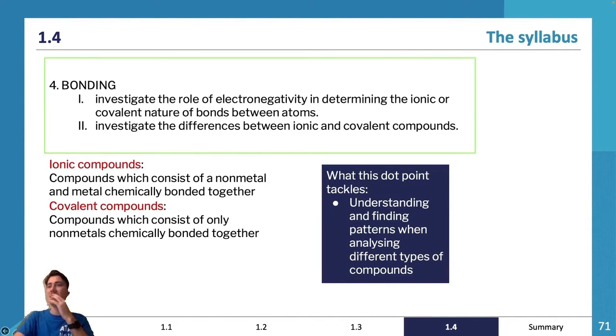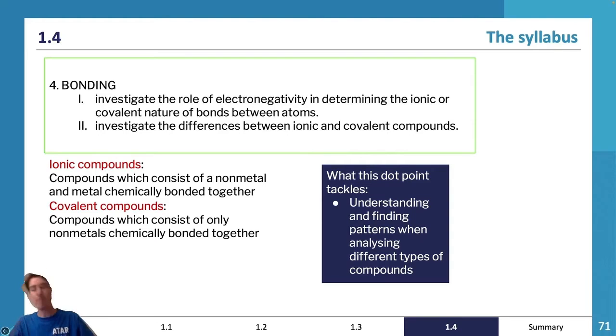So you have two main types of bonds: ionic bonds and covalent bonds. Now, you'll learn to split it up differently as you go along, but we'll start off with ionic and covalent, and then we'll split it differently as we move along. But ionic compounds are essentially compounds consisting of a non-metal and a metal chemically bonded together.